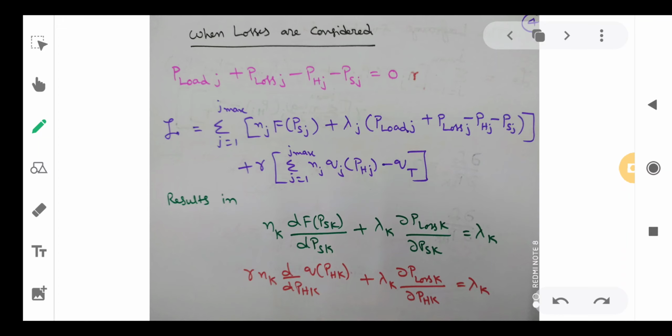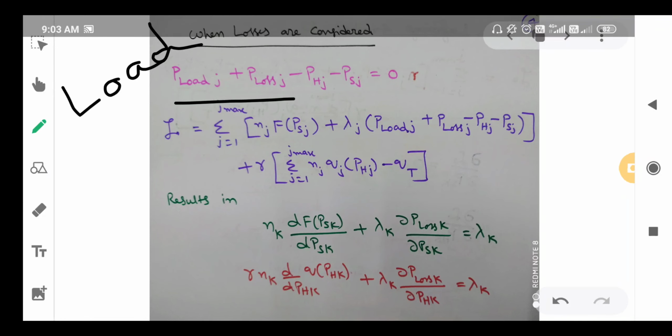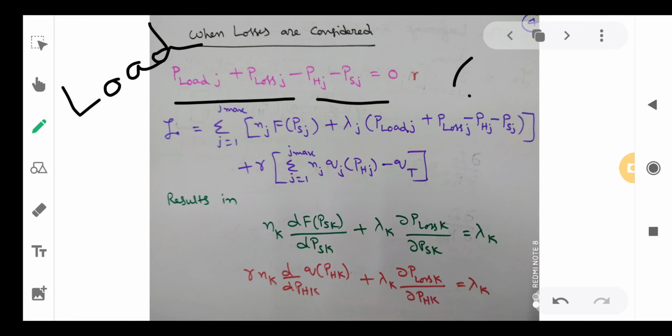Now let us consider the line losses. When you consider the line losses, load power P load j equal to loss P loss j minus PHJ minus PSK. So load plus loss equal to total generation. This is the load, and this is the generation. So let us form the Lagrangian function.